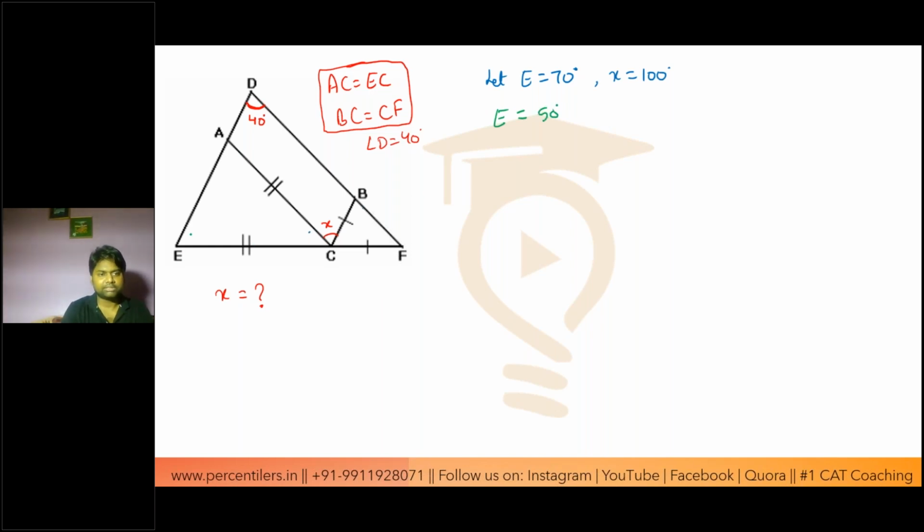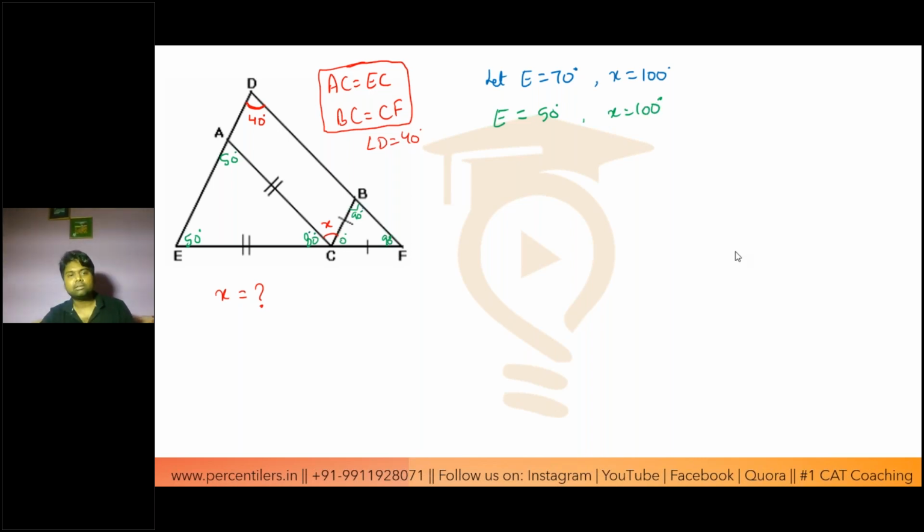If this is 50, this is 100, this must be 80. And in the triangle DEF, 40 and 50 make 90, so this is also 90. If this is 90, this is 90, so this is 0 degrees. Not possible in a triangle, I know. But theoretically, out of the 180 degrees angle at C, I have 80. So again, I am getting x as 100.